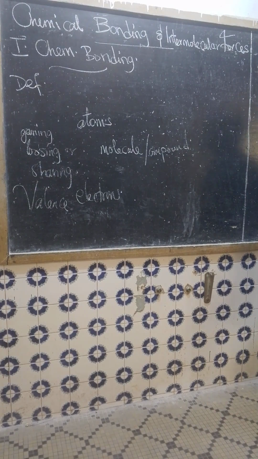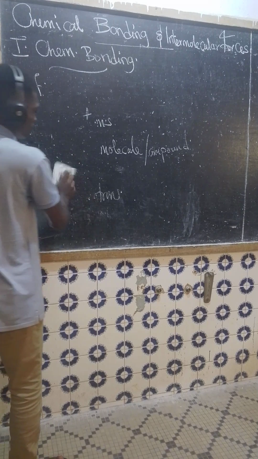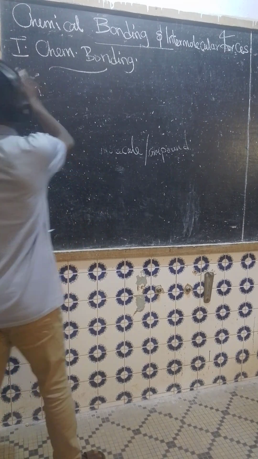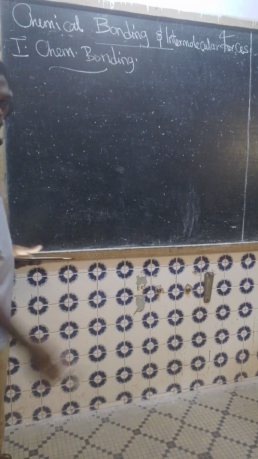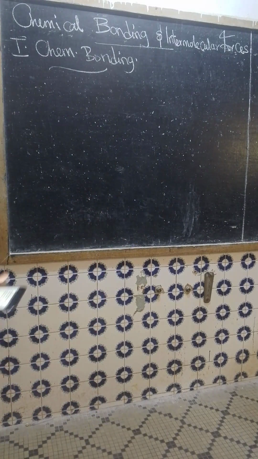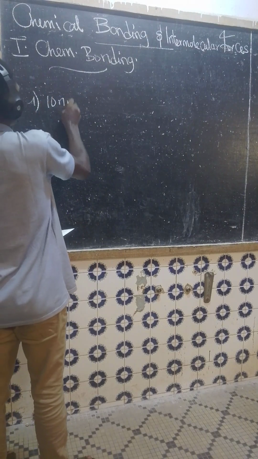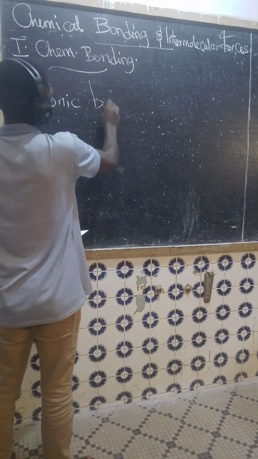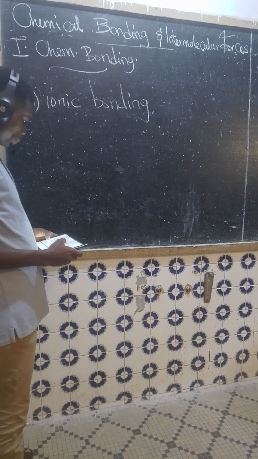The next thing we're going to look at is the various types. So just go ahead and write types of chemical bonding. Types of chemical bonding. 1. Ionic bonding.